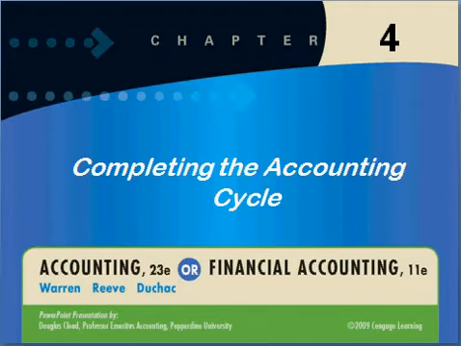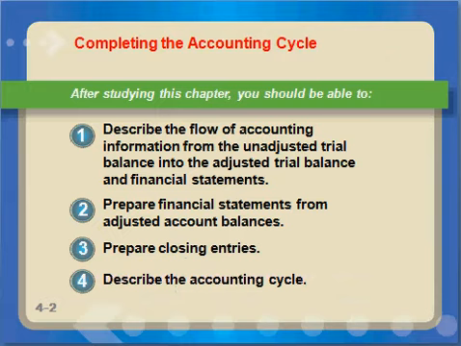Welcome back. We're going to start into Chapter 4 in this session. Remember in Chapter 2 we did our unadjusted trial balance, and then in Chapter 3 we talked about adjusting entries and entered those, and we came up with our adjusted trial balance. In this chapter, we're going to describe the flow of accounting information from the unadjusted trial balance into the adjusted trial balance and the financial statements. And then we will prepare our financial statements from the adjusted account balances.